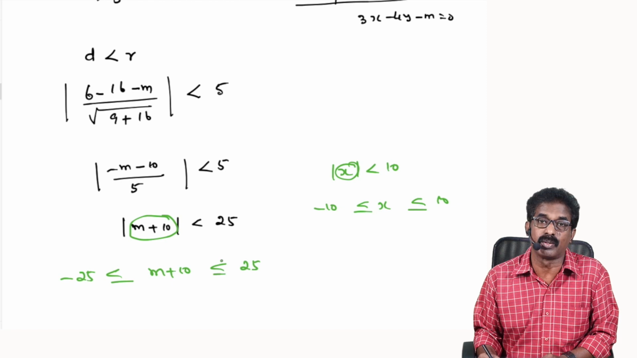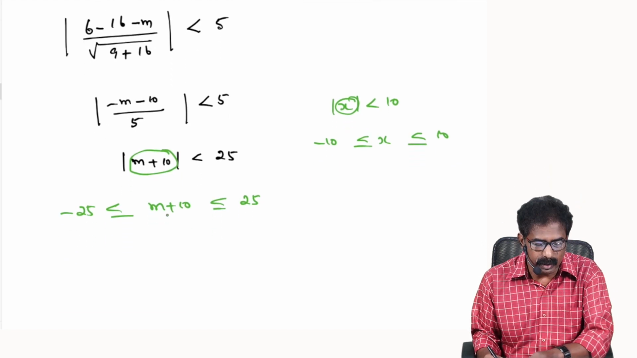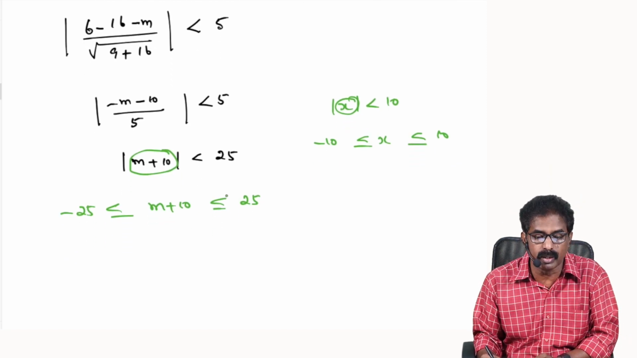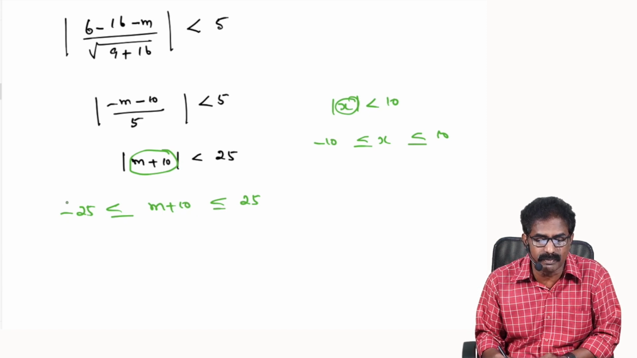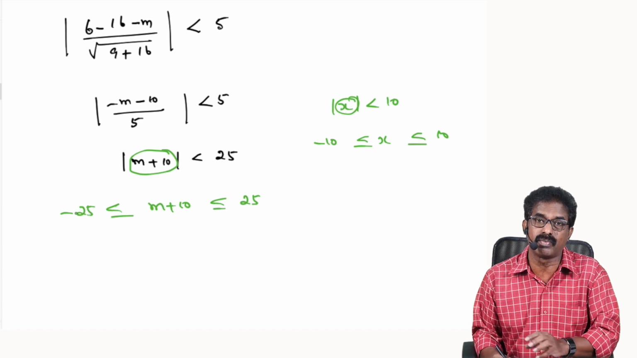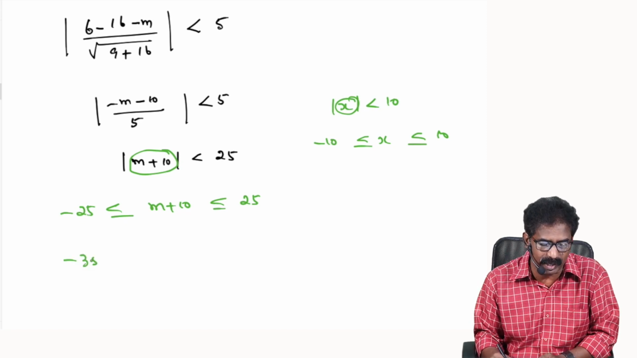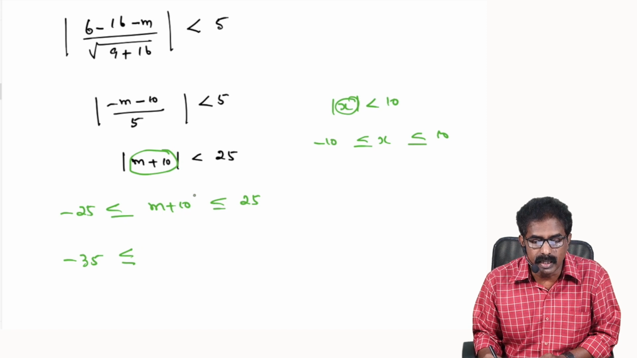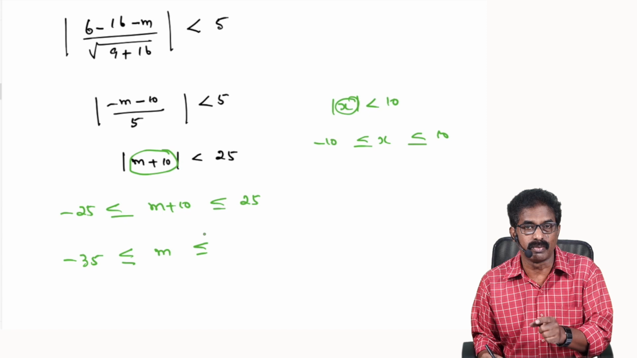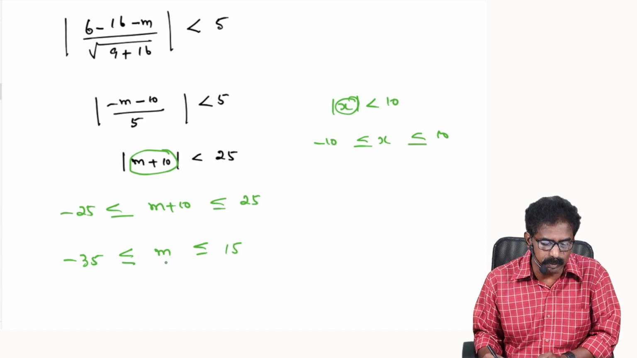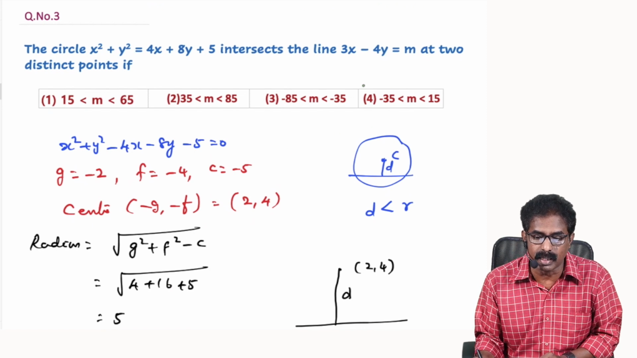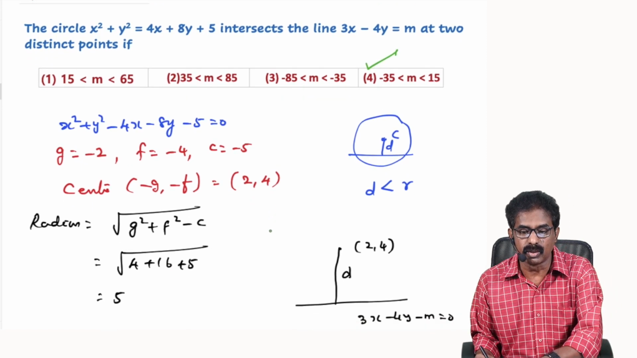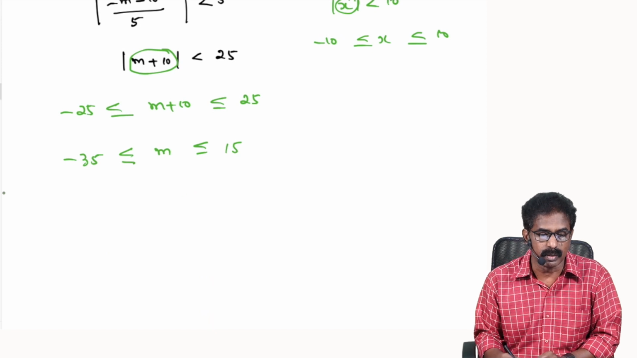So from here we are going to find what? That m value. So in the middle I want only m. So for that what do you do? You have to subtract that 10, right? So subtracting 10, the left first one is minus 25 minus 10. What is that? Minus 35, less than or equal to. Here when you subtract 10, the 10 cancels. M less than or equal to 25 minus 10, it is what? 15. So m lies between minus 35 and 15. So the fourth option is the correct one.